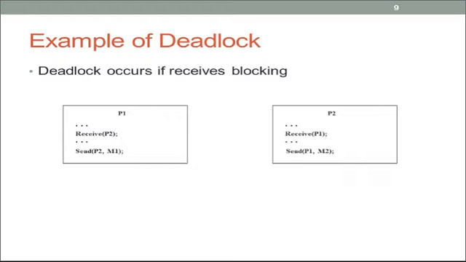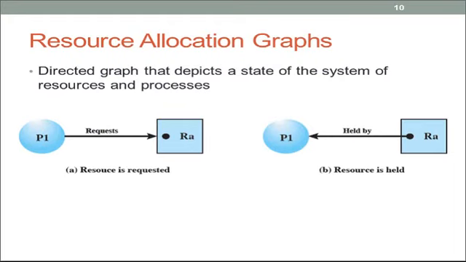So if you see this example, there are two processes P1 and P2, and P1 has receive P2 and P2 has receive P1, and both are blocking receives. So in this case P1 is waiting to receive from P2 and P2 is waiting to receive from P1, and both are blocked. So this is an example of deadlock with the consumable resource.